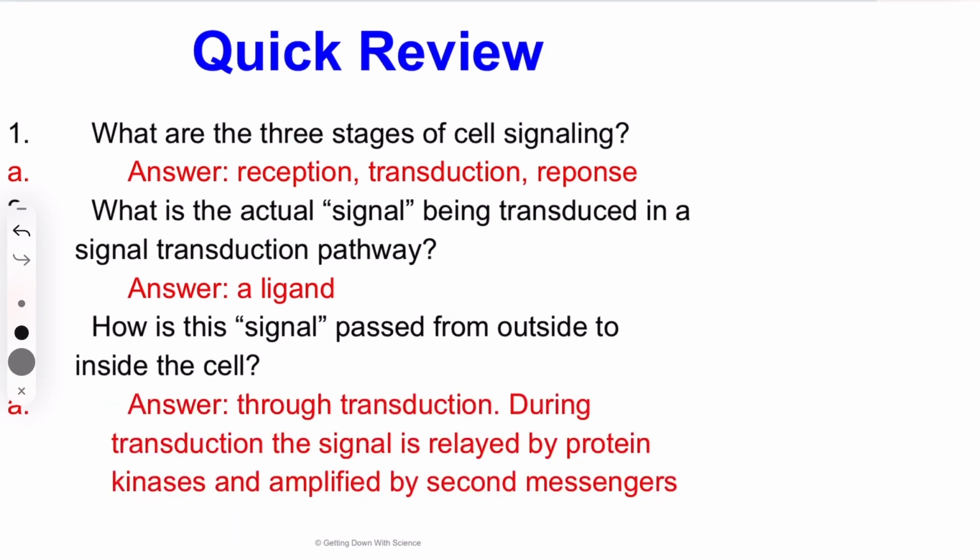Well, via transduction, because transduction is taking the signal that was relayed via the protein kinases and amplified by my secondary messengers. So my protein kinase caused my conformational change. It indicated that transduction needed to happen, that I had to turn on my signal transduction pathway. And then my secondary messengers are a part of that signal transduction pathway that brings that ultimate response to my cell.